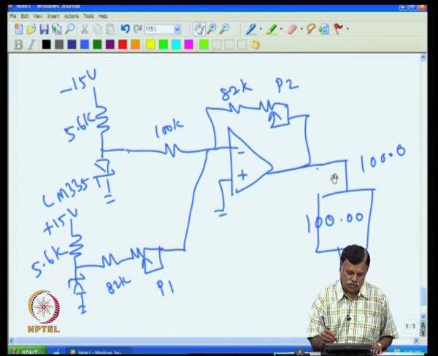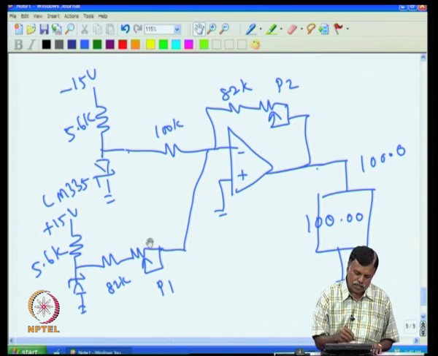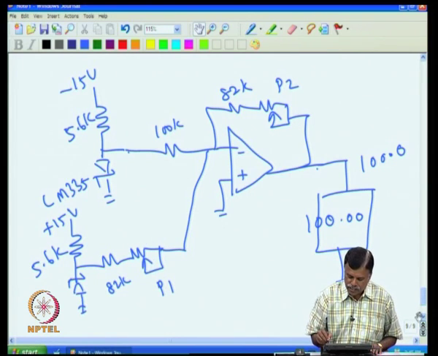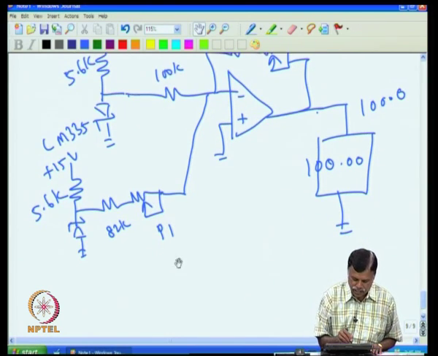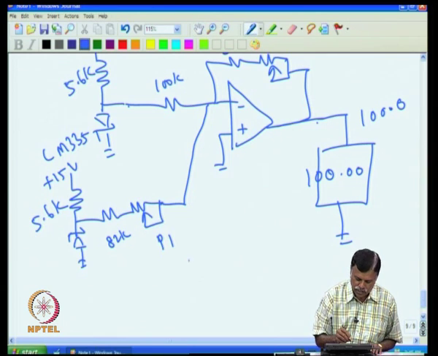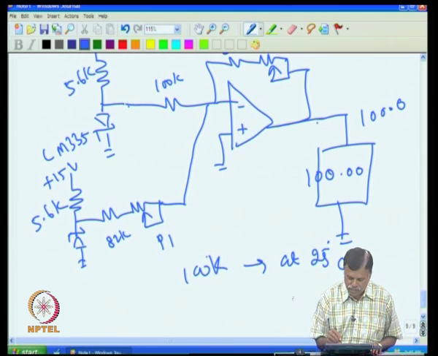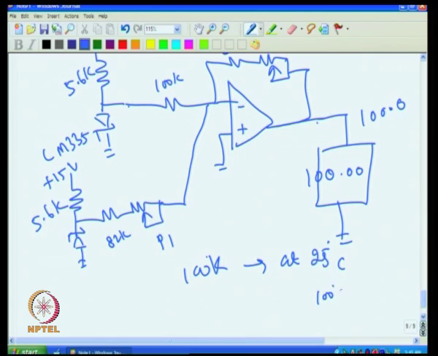Now, if I look at the resistors here, do they change with temperature? For example, I take a 100 K, that resistance value is 100 K at 25 degree C. Then I look at 100 degree C, or for example the room temperature, if we take initially only room temperature, the room temperature goes to say 50 degree C.